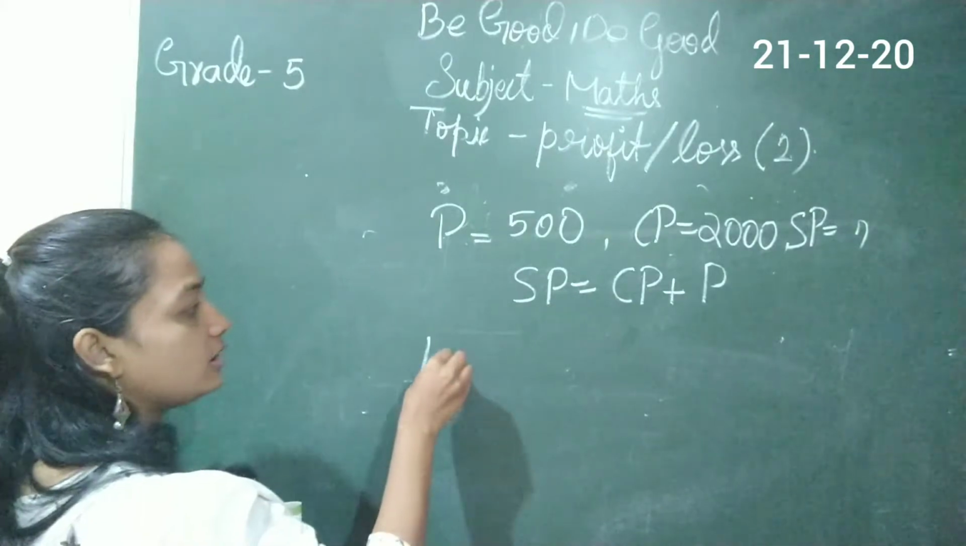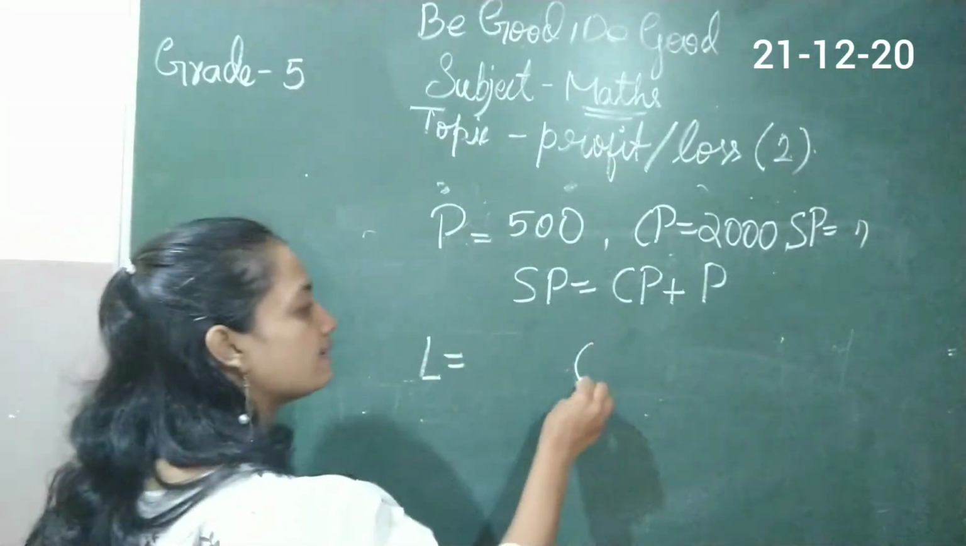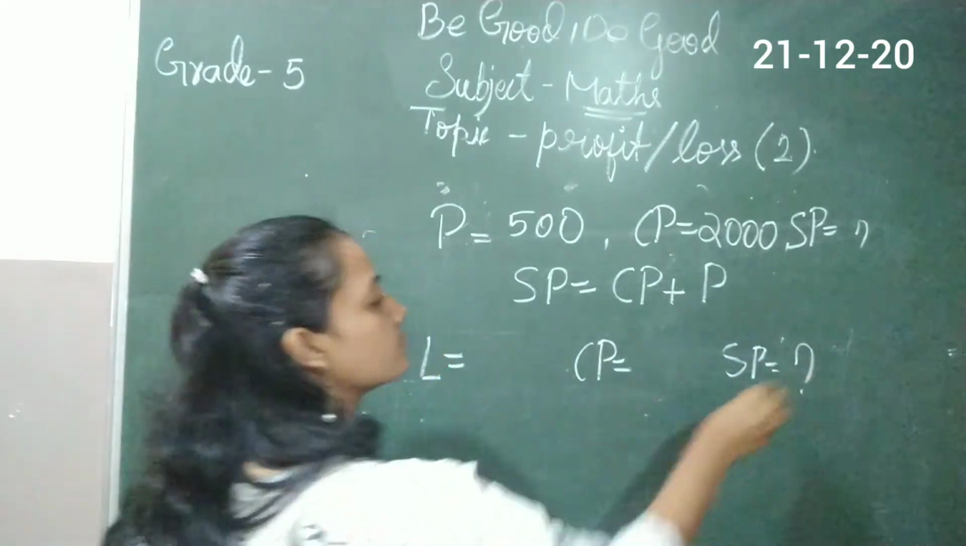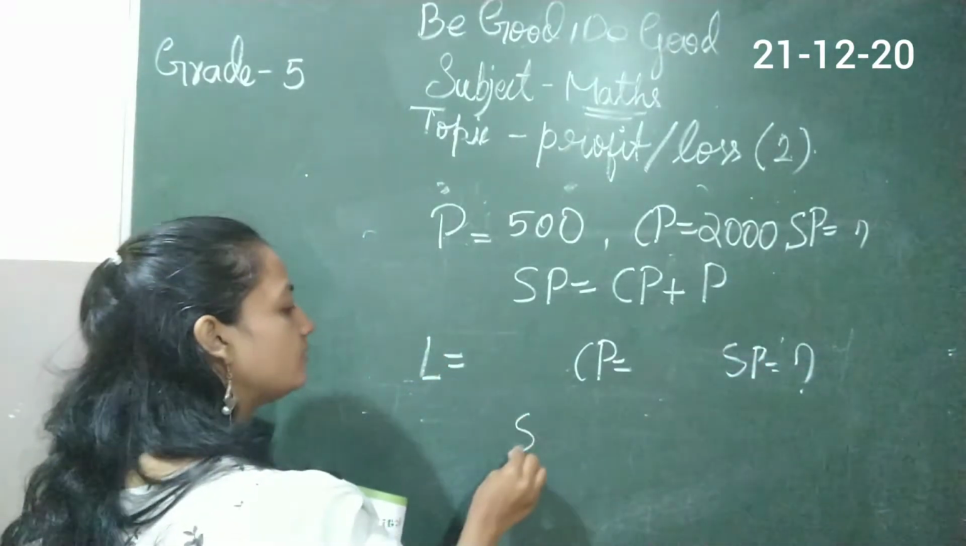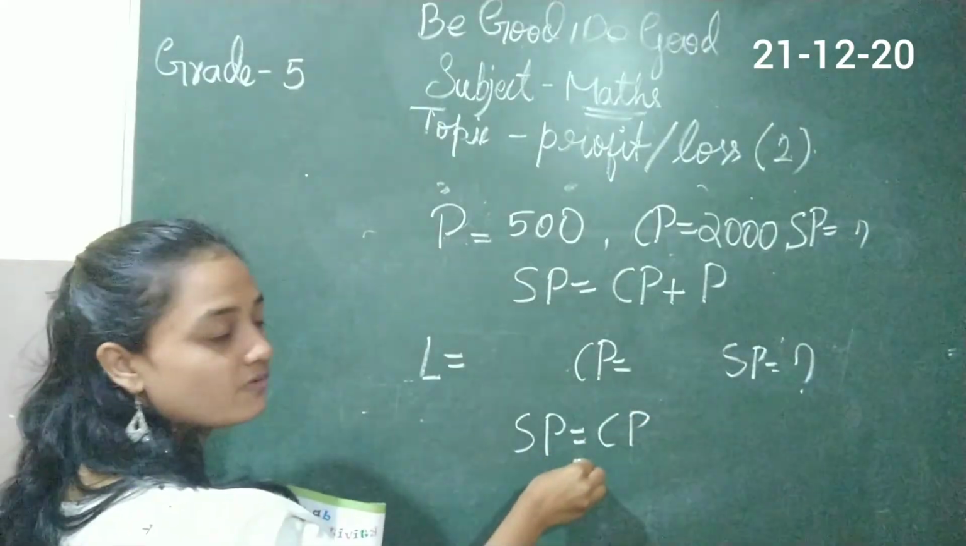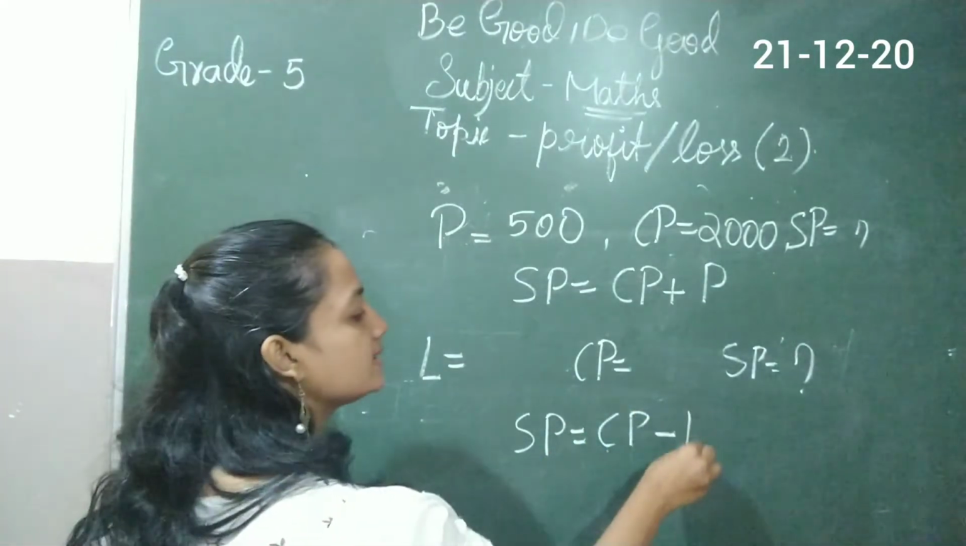Similarly, when I have a loss and I have CP, I have to find SP. So, what's the formula for that? It will be SP equal to CP minus loss.